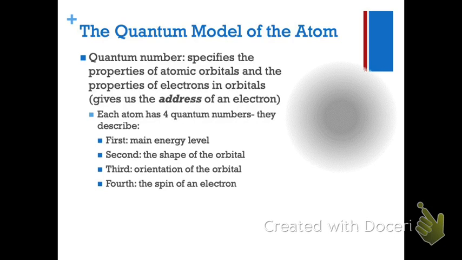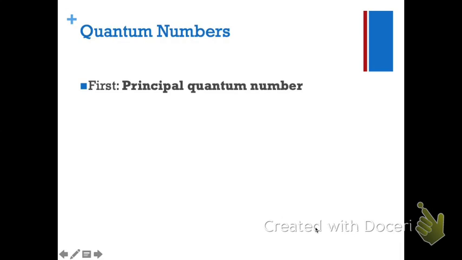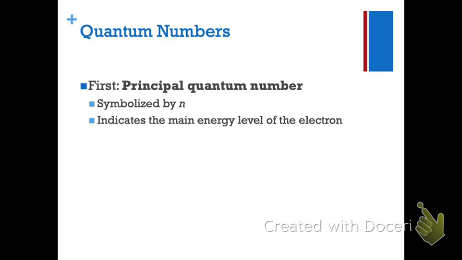Okay? So let's go a little bit more in depth on each of the 4 parts. The first part is called the principal quantum number. It's the one that describes the main energy level. It's symbolized with a lowercase n. N tells us what energy level, what shell, we are on. The main energy level of the electron.